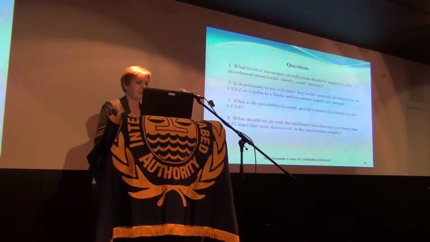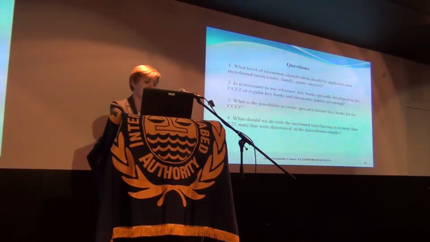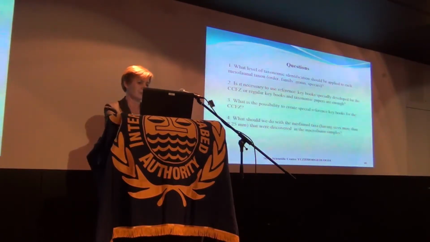And so on. And they put some questions. Maybe it will be interesting for this workshop. What is the level of taxonomic identification that should be applied to each meiofaunal taxon: order, family, genus, species? One more question: is it necessary to use reference key books, especially developed for the Clarion-Clipperton fracture zone, or are regular key books and taxonomic papers enough?